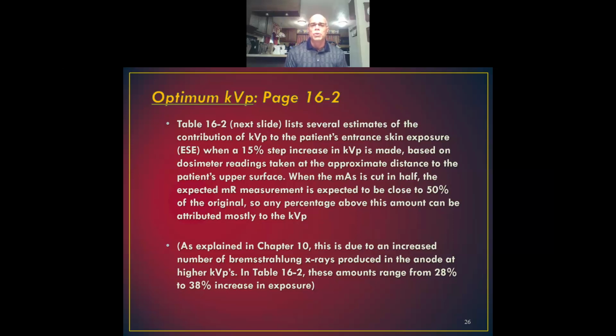They're taking actual readings and putting them on this table, and it's showing you what's happening to the ESE, which is entrance skin exposure. So it's showing you that there is a reduction as we increase our kVp. The majority of that reduction is going to come from us being able to reduce the mAs value by half. That's already reduced the patient exposure by 50%. And then they take whatever is over the 50% and say that percentage is because of a higher kVp, and it's a very small amount.